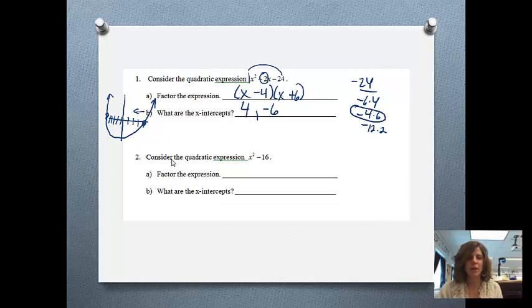All right, this next one, if we wanted to factor the expression x squared minus 16, since you can take the square root of the 16, this is going to factor as x plus 4 times x minus 4. The intercepts, again, if I were to graph this, this is what the graph looks like. The x-intercepts are going to be x equals 4 and x equals negative 4. Please notice again that they just end up being the opposite of what I had inside of the parentheses.